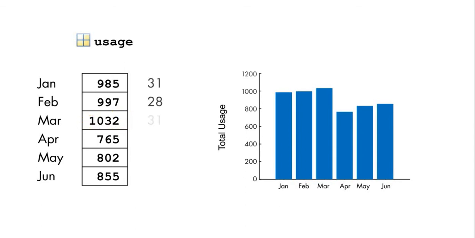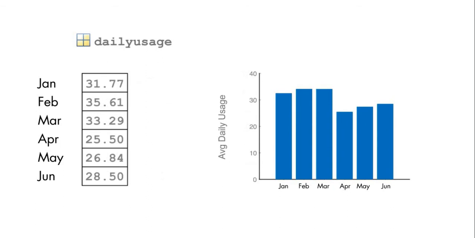But different months have different numbers of days, so instead, let's look at the average daily usage. Oh, now we can see that February is the least efficient. The total usage was almost as much as in March, but they used it in 3 fewer days.